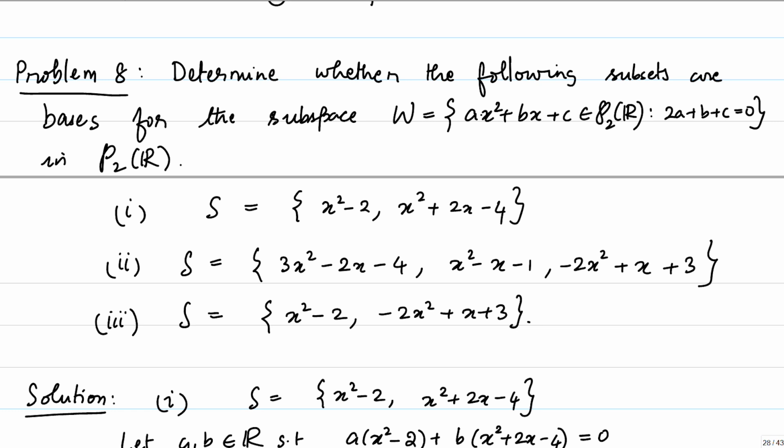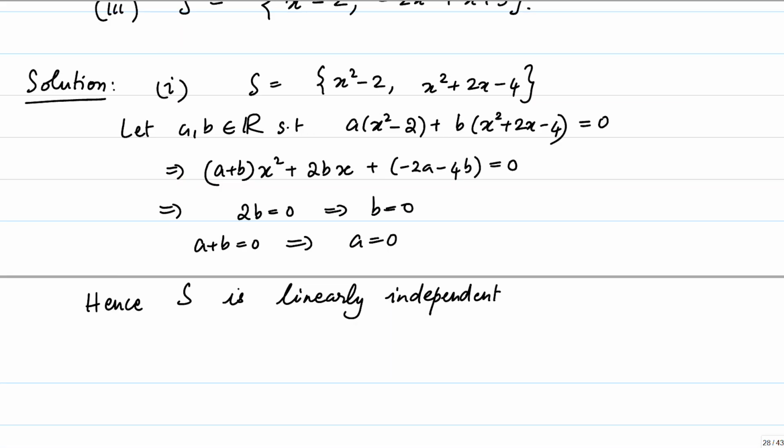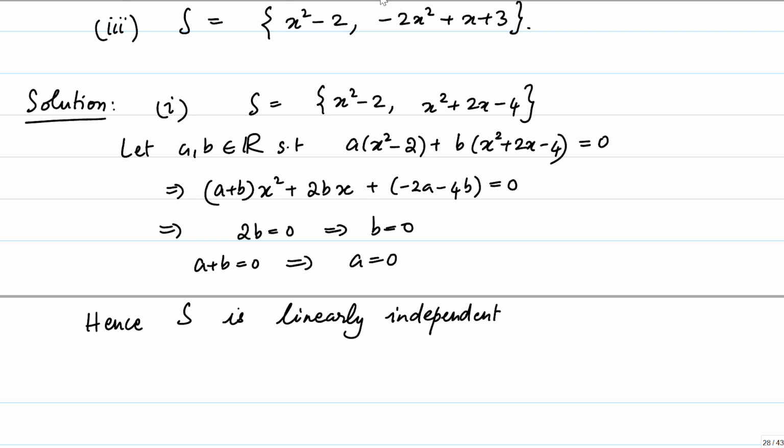So, let us check once more. x squared plus 2x minus 4 will satisfy 2 plus 2 plus minus 4, which is 0. Yes, so this is a subset of W, and this argument is not disturbed at all. Let's go back once more and check line by line. Suppose you have a linear combination equal to 0. Grouping the coefficients, we get a plus b is 0, 2b is 0, minus 2a minus 4b is 0, or rather a plus 2b is 0. But the first two force both a and b to be 0, and it is consistent with the third. Therefore, a and b are forced to be 0, therefore S is a linearly independent set.